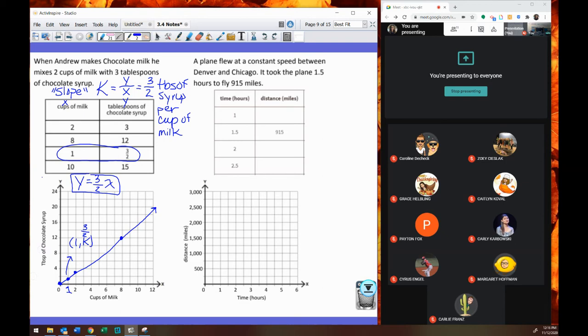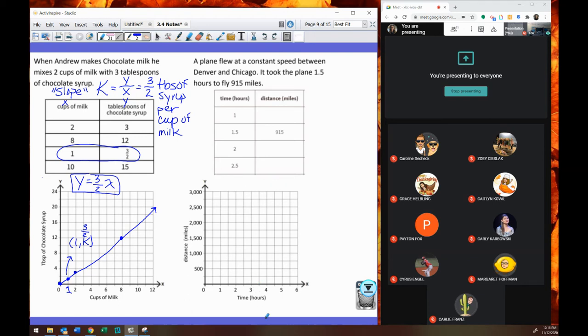Does that make sense? So if we look over at the next one, it says a plane flew at a constant speed between Denver and Chicago. It took the plane 1.5 hours to fly 915 miles. So I have that filled in.